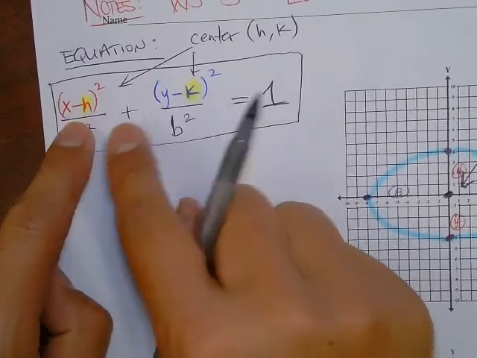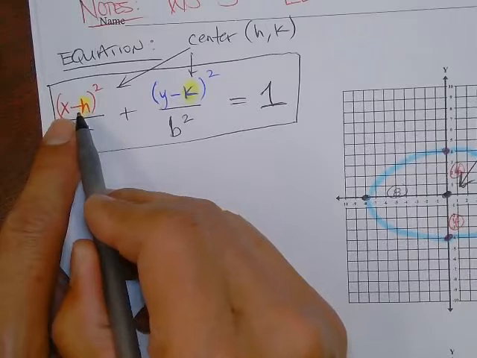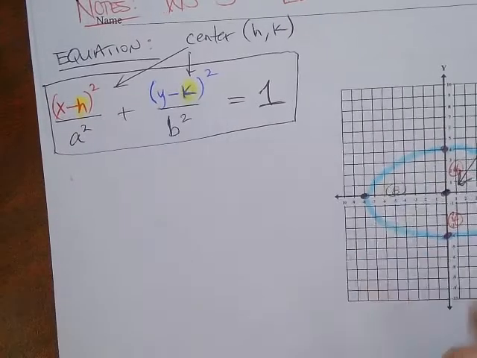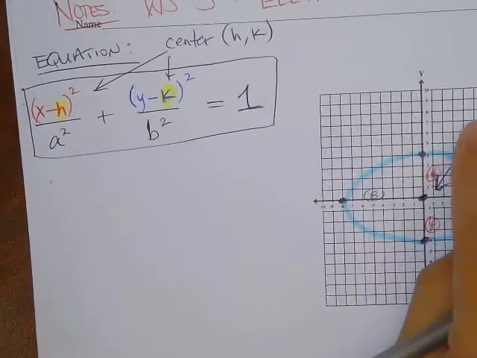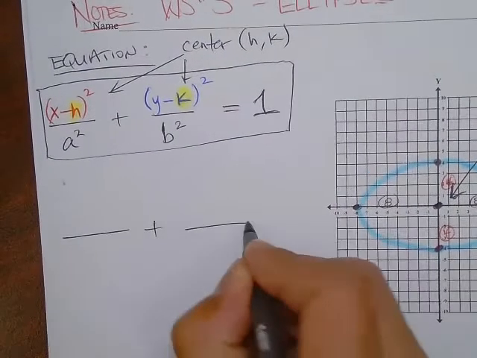Remember, the center is the numbers up here? You don't want to put x minus 0 and y minus 0. So that'll be just your right, since the center is 0, 0, up here.